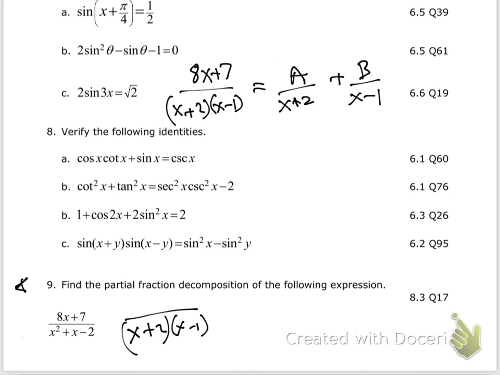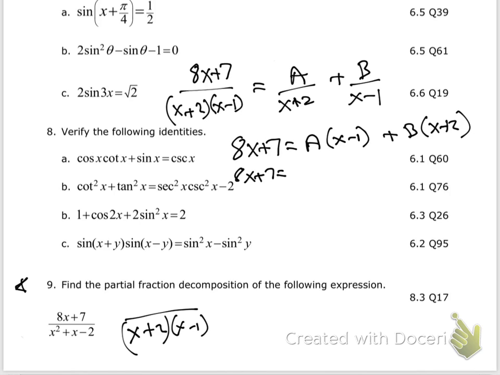Now, if we multiply everything by the lowest common denominator, which is x plus 2, x minus 1, all the denominators will go. We'll have 8x plus 7 equals a. Now, this will have the x minus 1 next to it, and the b will have the x plus 2 next to it, okay? Right, so let's keep on going. The 8x plus 7 equals, if I do the distributive law, that's ax minus a, 1a, and then bx plus 2b, okay? I should have put bx there, okay?